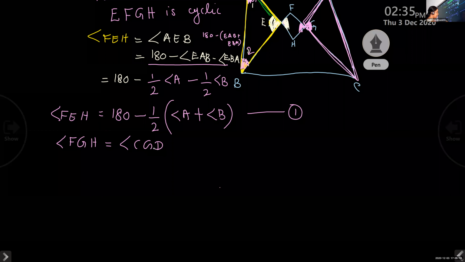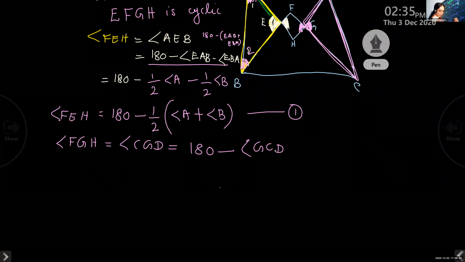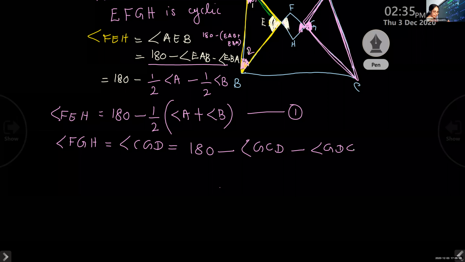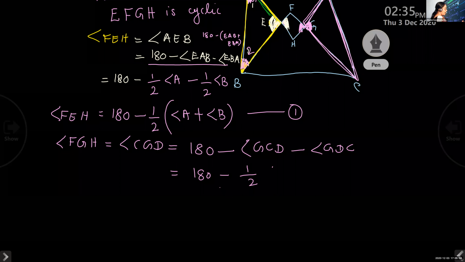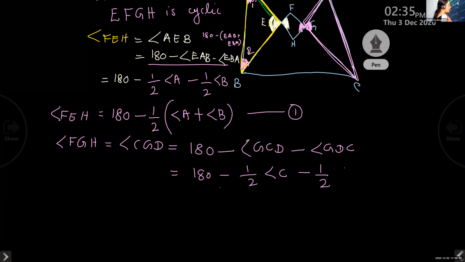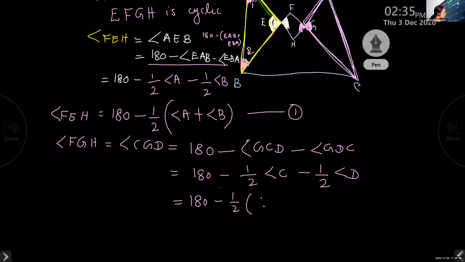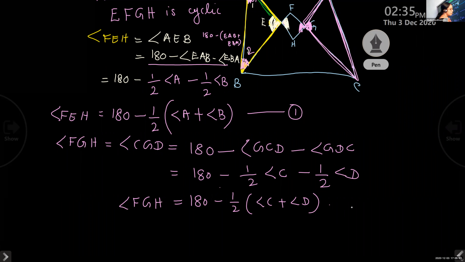Angle CGD equals, similarly the other side, same proof, 180 minus angle GCD minus angle GDC, equals 180 minus the other side. So it is half of angle C minus half of angle D. So 180 minus half of angle C plus angle D. So angle FGH equals this one, that is equation number 2.